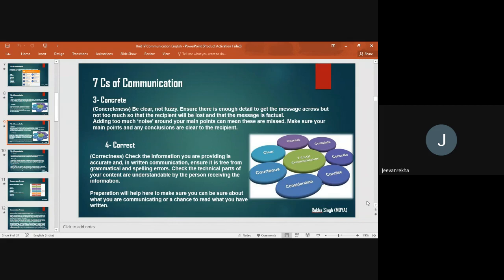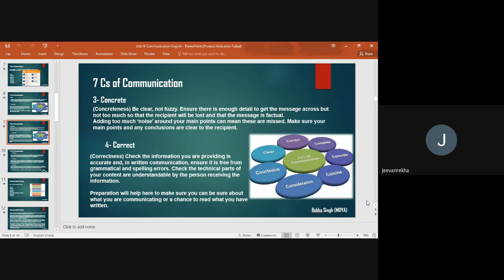So your words and your message should be polite. Your message should be clear and concrete. Adding too much noise around your main point can mean it is missed. Sometimes you miss what your friend is saying just because of hurriedness: he or she is in a hurry to go and says something, and you don't hear it, right? Make sure your main point and any conclusion are clear to the recipient. When you are going somewhere or doing something and sending a message to family or friends, it should be clear, and in very slow motion, to make him or her understand, and to make your family understand.